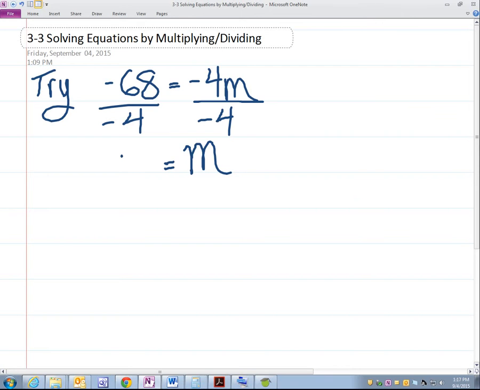Now is it a positive or negative? Positive, because you have a division problem that has two negatives, which makes a positive number. So I circle that because I like circling answers.